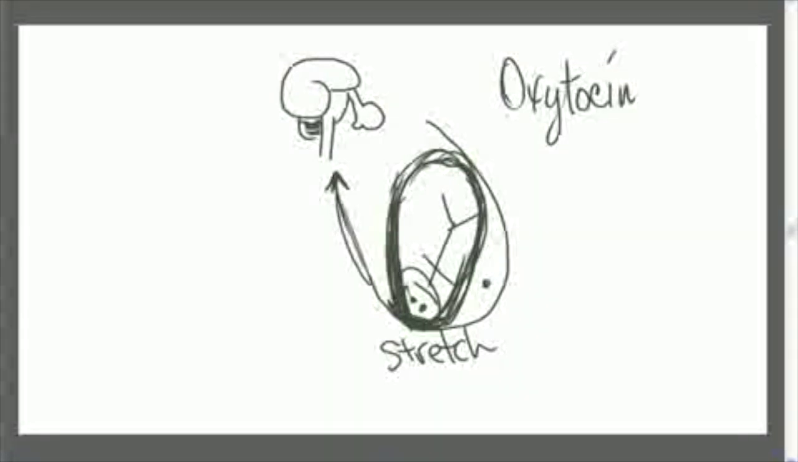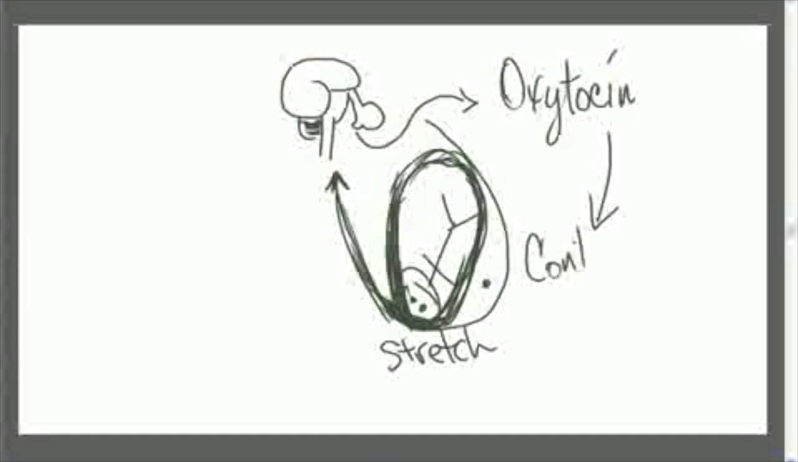Take a wild guess what stretch on the cervix, that's part of the uterus, causes to happen. Oxytocin release. Where does oxytocin travel? Through the blood. And it goes everywhere. Does that include the uterus? Of course, it does include the uterus. What do you think oxytocin does to the uterus? Stimulates contraction.